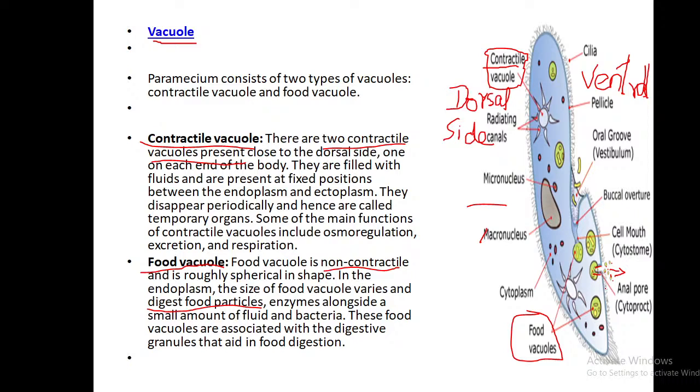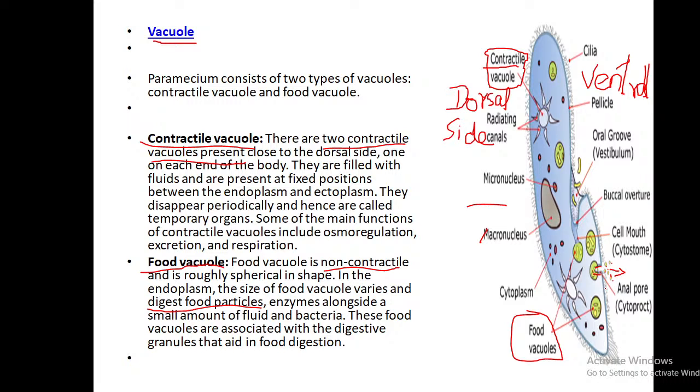Then, next is about the reproduction. The paramecium reproduces by binary fission and multiple fission. That I've explained before also. They reproduce by binary fission and multiple fission. So these are the general characters of paramecium. And with this, I conclude today's session.